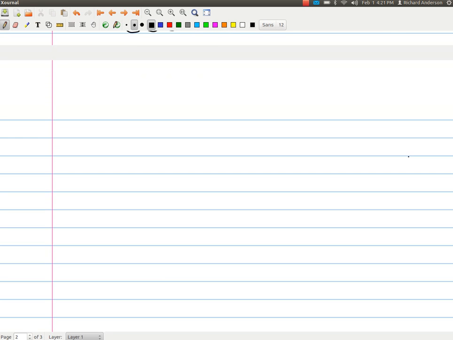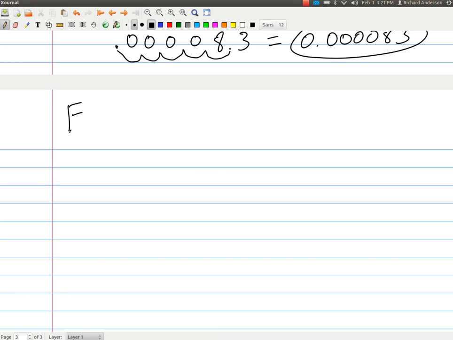Let's do one with the positive here. For example, same directions. We're going to convert this over to decimal standard notation. 4.1 times 10 to the 6th power, like so. In this case, we're going to take that decimal and move it to the right because we're going from scientific notation down to standard.